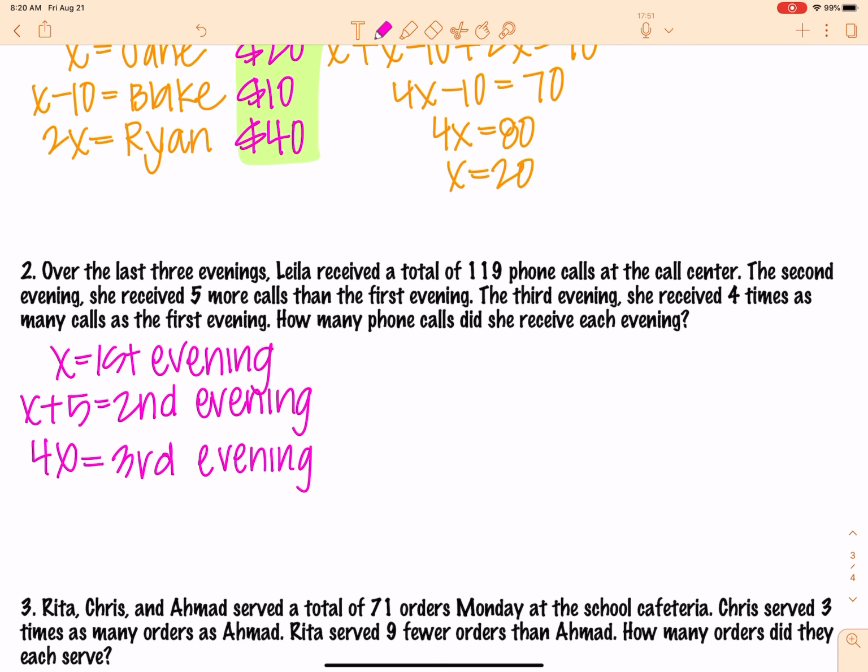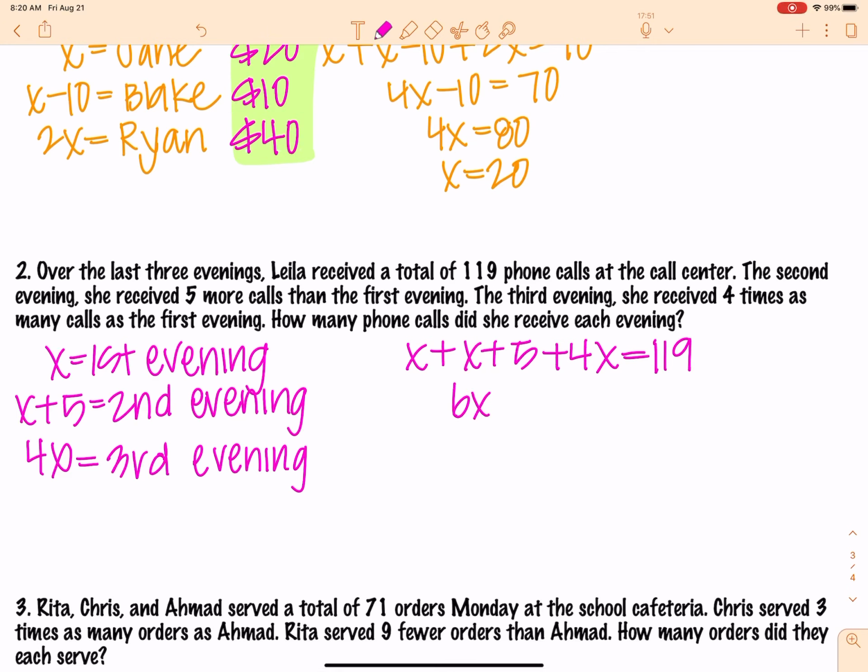And then in total, she received 119 phone calls. So we're going to add all this up and set it equal to 119. Okay, combine like terms and solve for X.